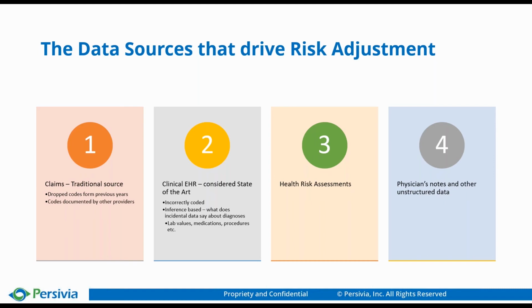First, claims. These cover dropped codes from HCC, ICD-10, and other dictionaries from previous years. Pseudocodes or codes documented by other providers are included as well. Second, the clinical EHRs. It includes incorrectly coded data, inference-based data. For example, if a medication is prescribed and diagnosis is not codified, it will affect the risk adjustment.